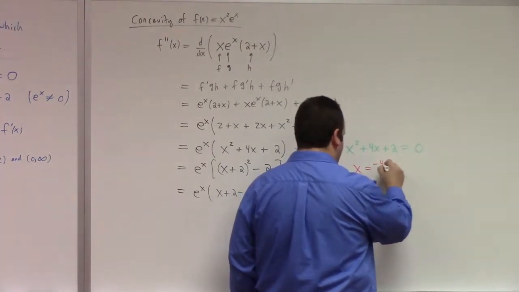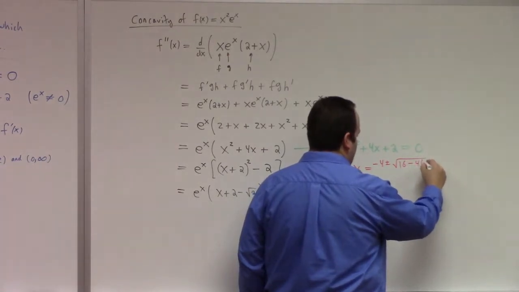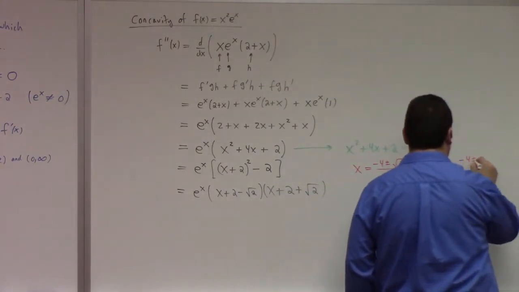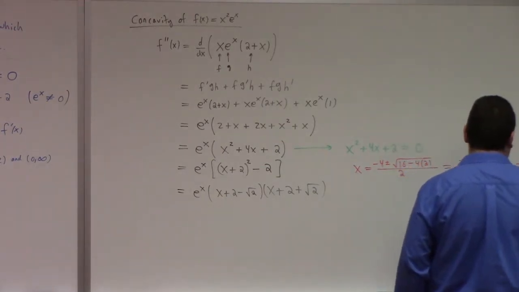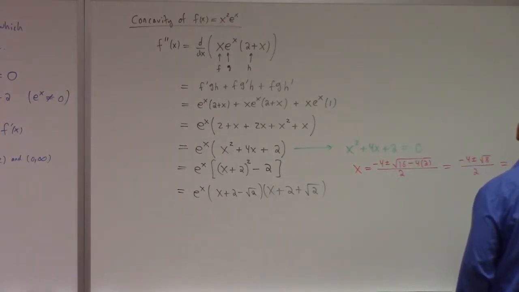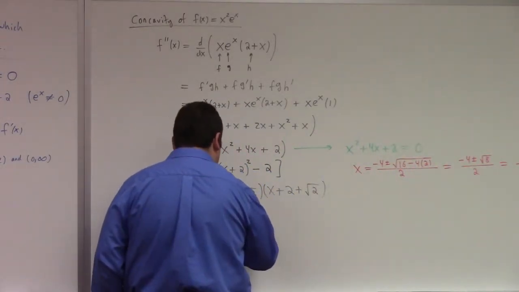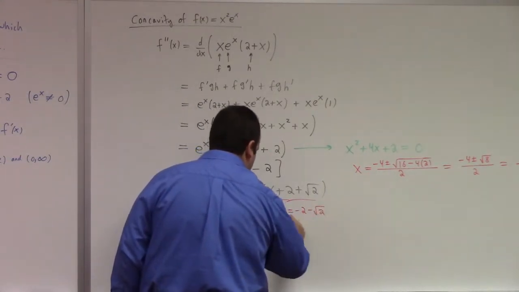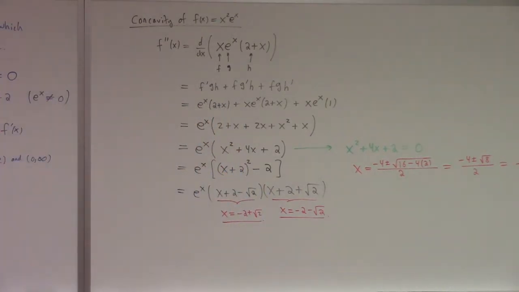Let's see here. Minus 4 plus or minus the square root of 16 minus 4 times a, which is 1, times c, which is 2, all divided by 2. So we get minus 4 plus or minus the square root of 8 over 2, which is minus 2 plus or minus square root of 2. Which, by the way, is the same thing you get from this. This is 0 when x is equal to minus 2 plus the square root of 2, and this gives you the solution x equal to minus 2 minus the square root of 2. Those are the two possible points of concavity. In fact, those are inflection points.